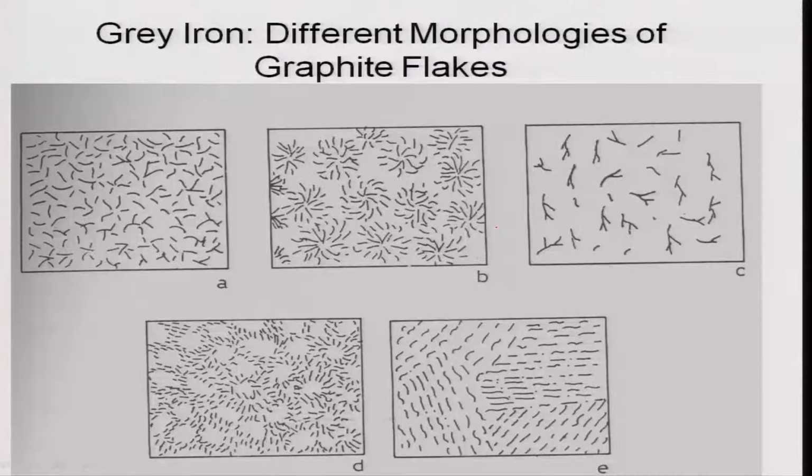So, there are different morphologies also possible, that is what I have shown you. Let us start with this, which is small and random. This is what is known as rosette, it is like a rose. This one is random but associated, this is rosette but very preferred, and this is preferred. So, there are different flake morphologies possible.